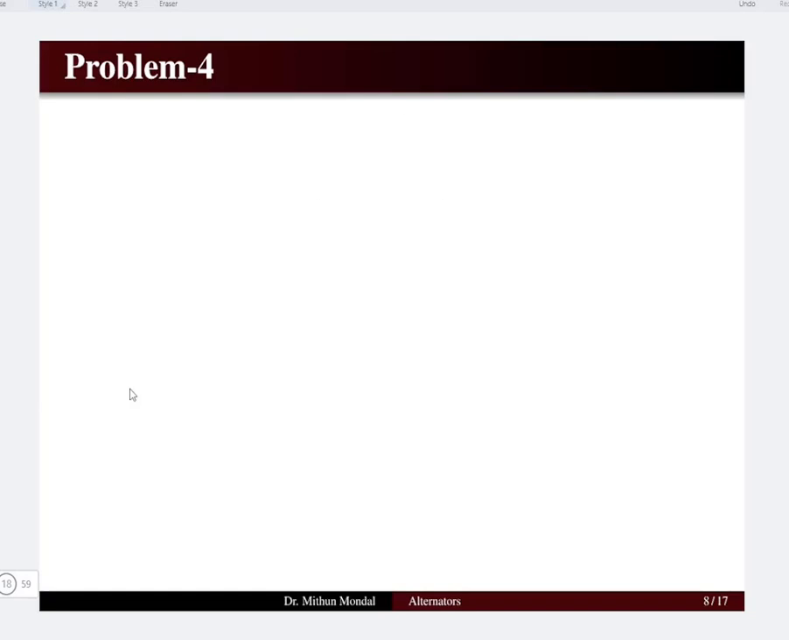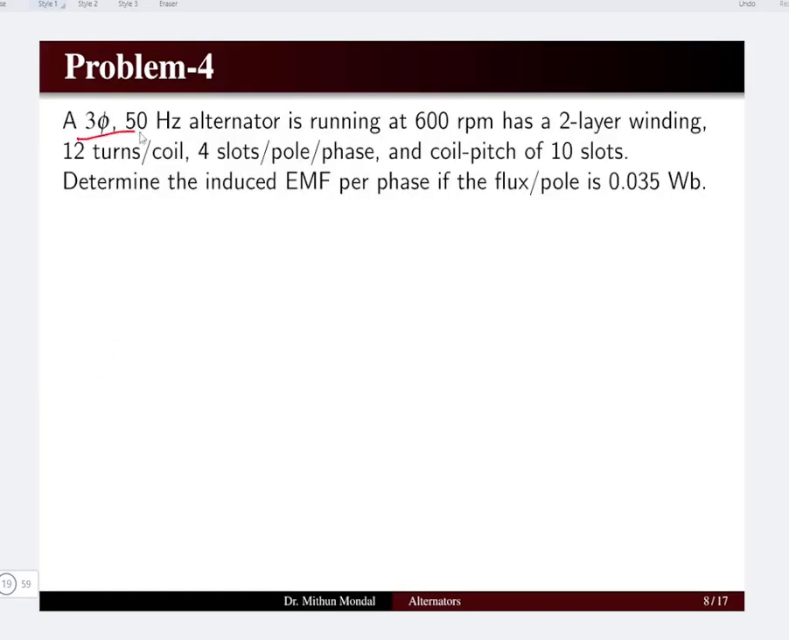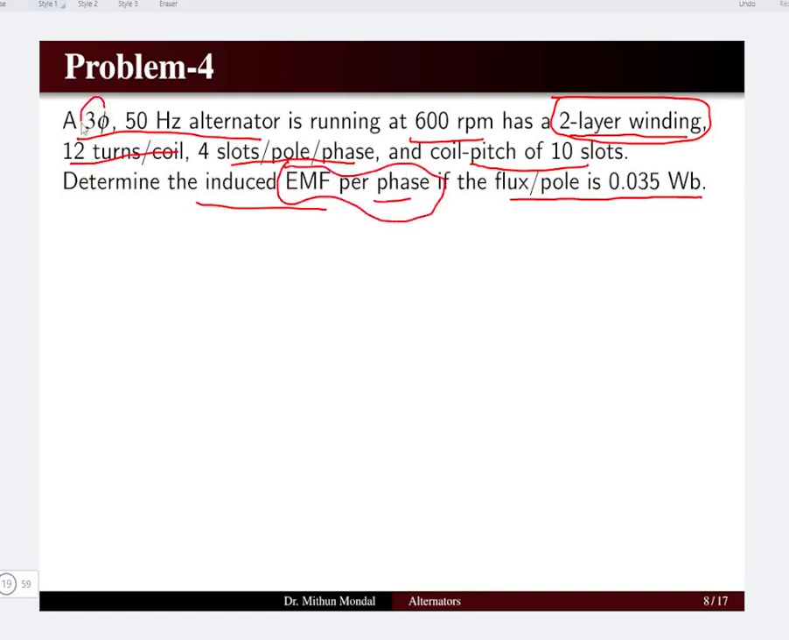Next problem: if you have a 3-phase 50 Hz alternator which is running at 600 RPM, and it is a 2-layer winding, so it is a distributed type of winding, and there are 12 turns per coil, 4 slots per pole per phase with a coil pitch of 10 slots. Determine the induced EMF per phase if the flux per pole is 0.035 Weber. So EMF you need to determine per phase, where the alternator is a 3-phase alternator. It means that we need to consider line voltage and phase voltage. So always the line voltage will be equal to root 3 times the phase voltage, and this phase voltage is what we have to determine.